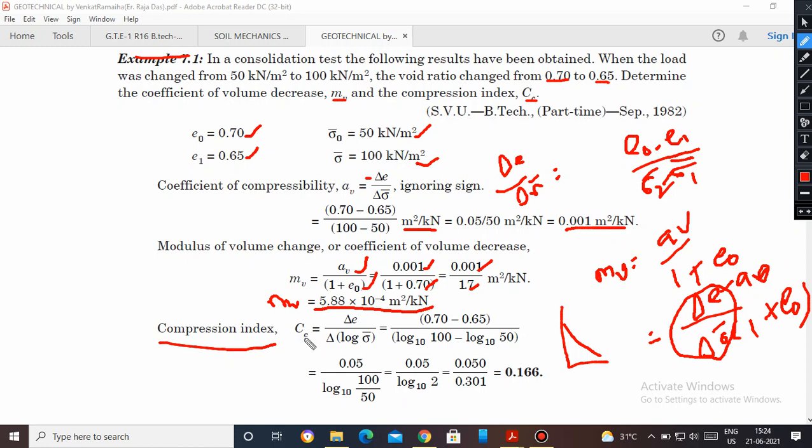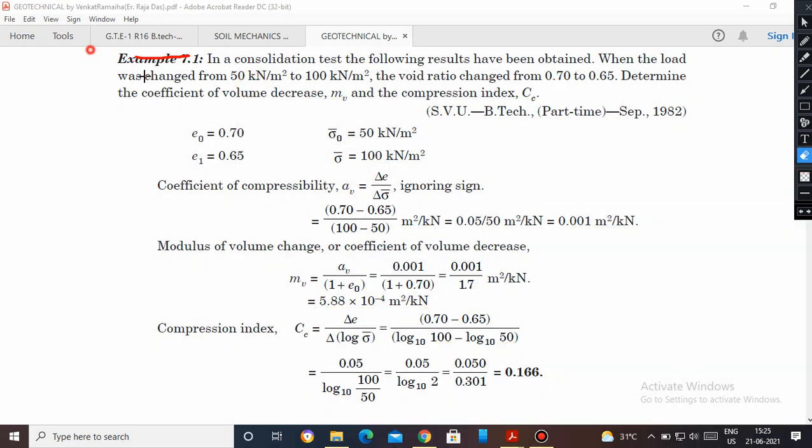For the compression index, we have the formula CC equal to delta e divided by delta log sigma bar, where delta e is again the change in void ratio, that is e naught minus e1. The e naught value is 0.70 minus e1 value 0.65, and log base 10 of sigma 2 bar given in the problem as 100 kilonewton per meter square, and sigma 1 bar 50. By substituting, we get the compression index of the soil mass as 0.116. This is how we calculate the coefficient of volume compressibility as well as the compression index from the consolidation test.